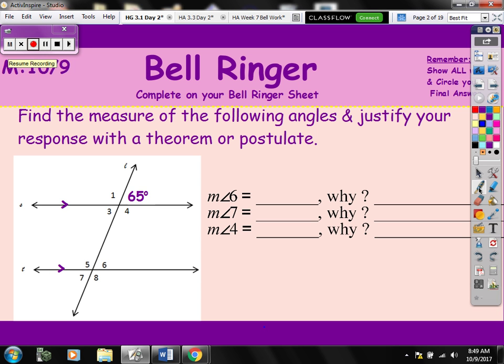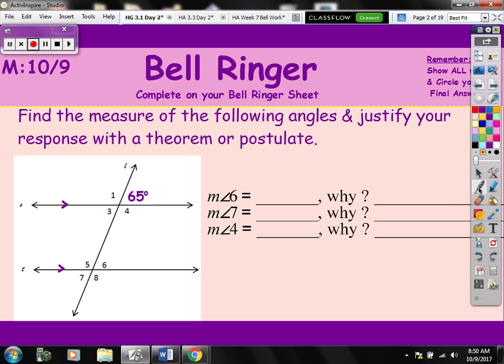Alright, who can tell me what they got for the measure of angle 6? And when I say why, you're using a theorem or a postulate. So you can either write out corresponding angles postulate or the reasons like they were listed on your homework. If lines parallel, then corresponding angles are congruent. You cannot just write CA or AEA or AIA.